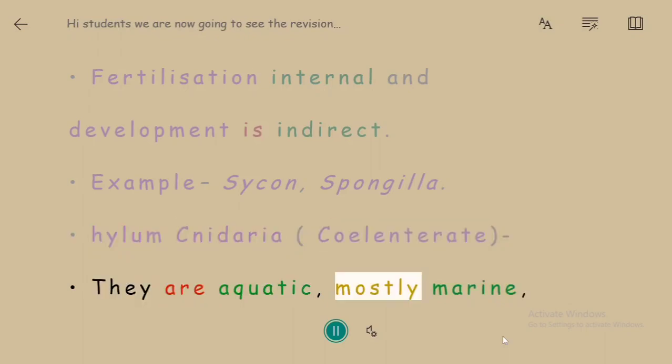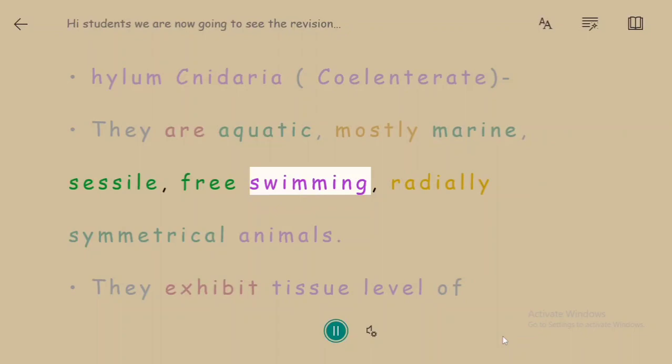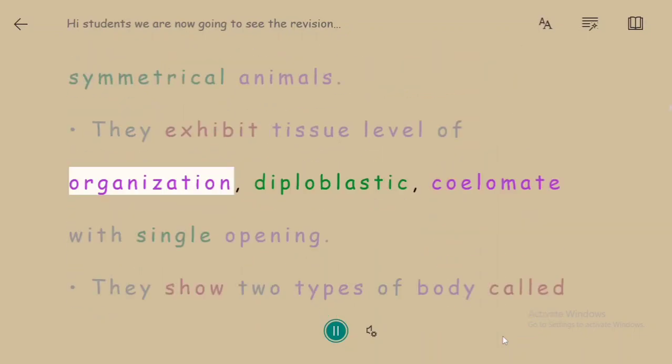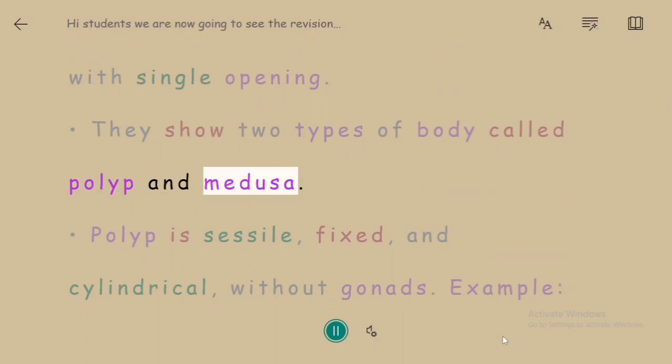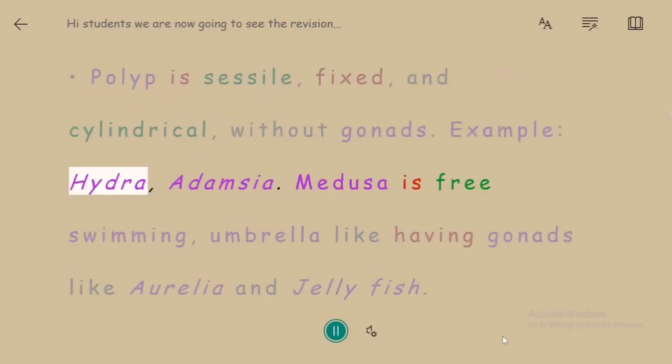Phylum Cnidaria, coelenterates. They are aquatic, mostly marine, sessile or free-swimming, radially symmetrical animals. They exhibit tissue level of organization, diploblastic, coelenterate with a single opening. They show two types of body forms called polyp and medusa. Polyp is sessile, fixed and cylindrical without gonads. Example, Hydra, Adamsia. Medusa is free-swimming, umbrella-like, having gonads, like Aurelia and jellyfish.